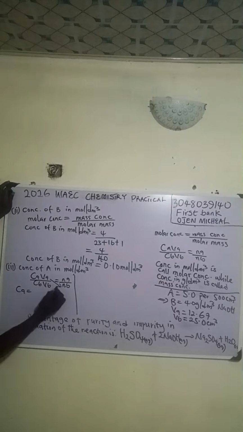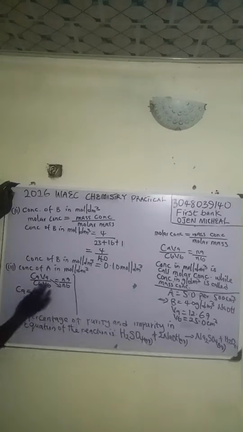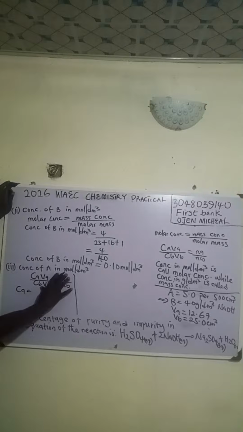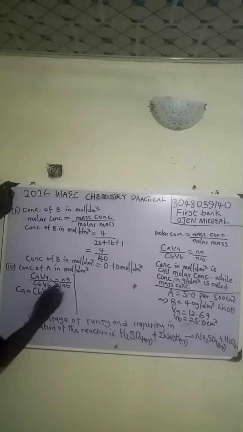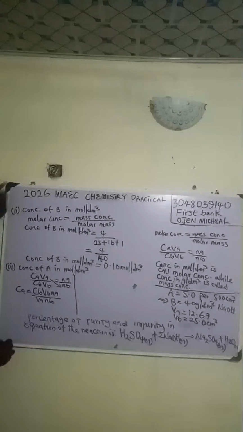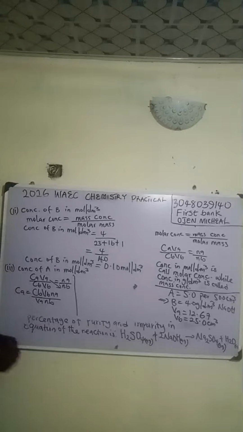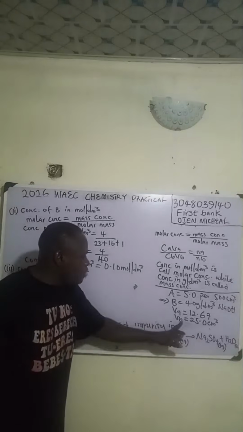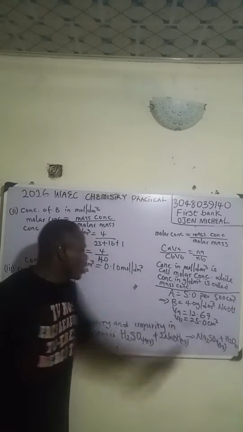Look at the one that has the highest parameter. You are removing this one, since you remove this one that has 2, this one now goes up that has 3. So CA will be equal to CB VB NA over VA NB. We have VA here 12.67, NB here, and the mole ratio of acid.